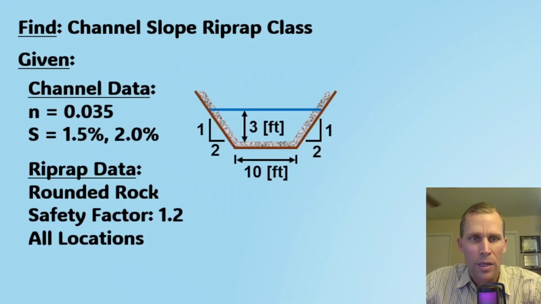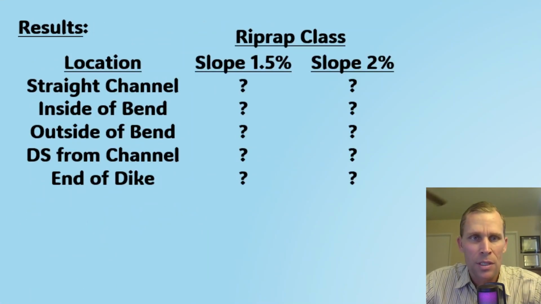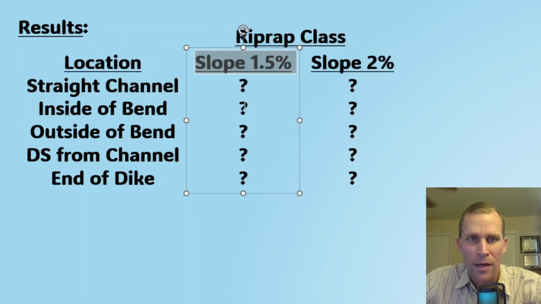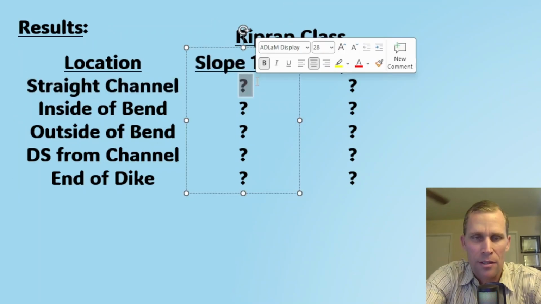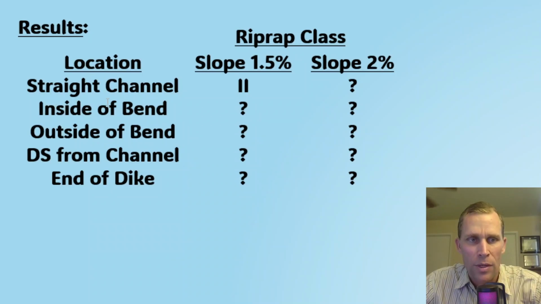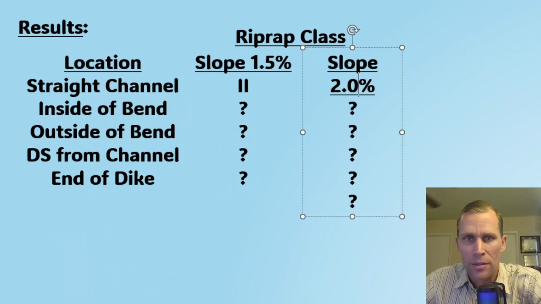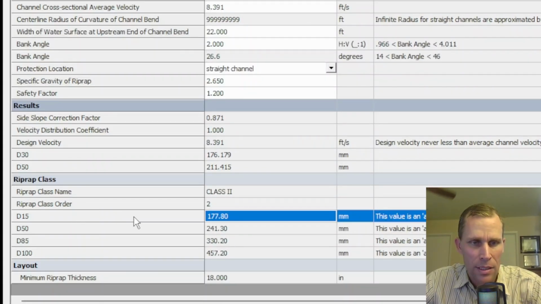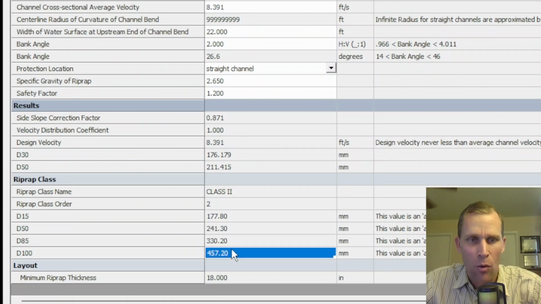I'm going to go back to the PowerPoint here. This is also where I'm going to be keeping my results. So this is the results page before we fill it out. The one that we've already created is for the straight channel with a slope of 1.5%. So the riprap class right here is going to be 2, class 2. This is just using Roman numerals, so I'll do that as well. Next, what we're going to do is change the location for these 5 different locations and then update the riprap size for the 1.5% slope and the 2% slope. Go ahead and say 2.0. Okay, there we go. Going back to that riprap size calculator right here, the D15, 50, 85, and 100%.